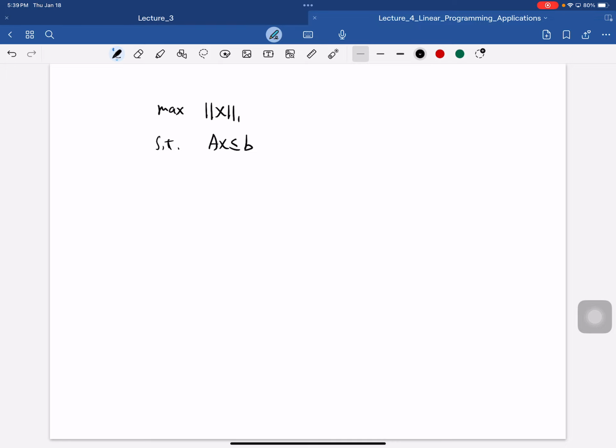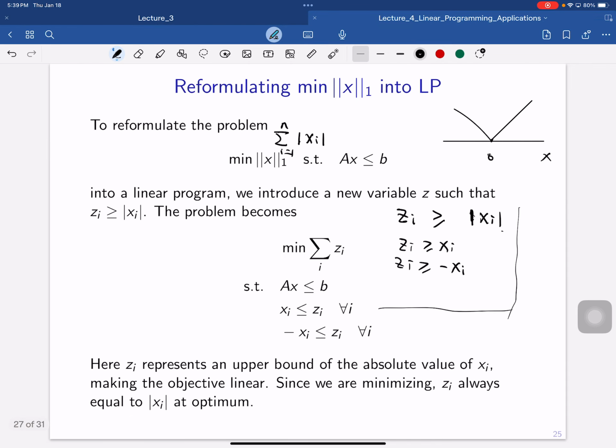So recall that what we have done here is that zi is not exactly equal to the absolute value with our modeling here. We can only argue that zi is greater than or equal to the absolute value. Since we are minimizing this, it is fine. If we are minimizing, then zi will always be equal to the absolute value. But if you are maximizing, zi will be unbounded here. It will not be equal to the absolute value of x.